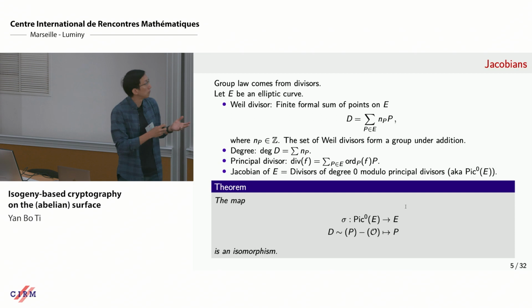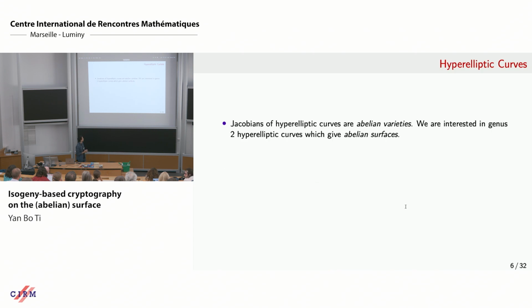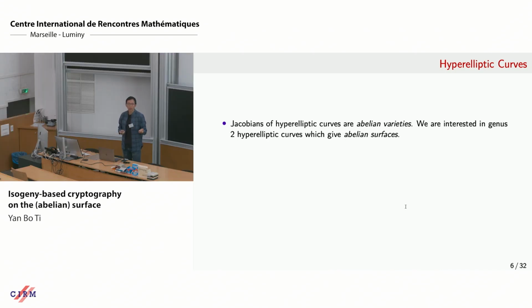This now puts you in a very easy position to abstract everything and go into genus 2, for example, or higher genera. So Jacobians of hyperelliptic curves are abelian varieties, and we're actually interested in genus 2 hyperelliptic curves. These are the ones whose Jacobians are actually abelian surfaces. So again, this is a concept that I had to understand before I could work on it.